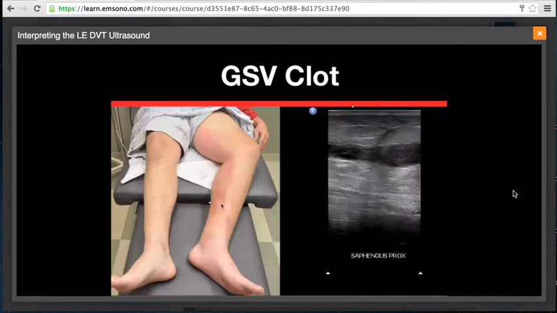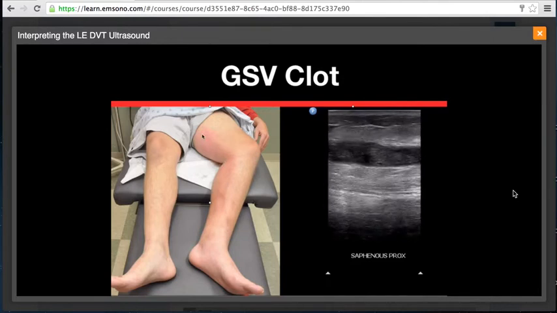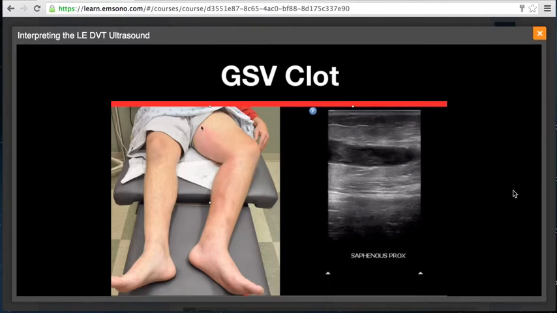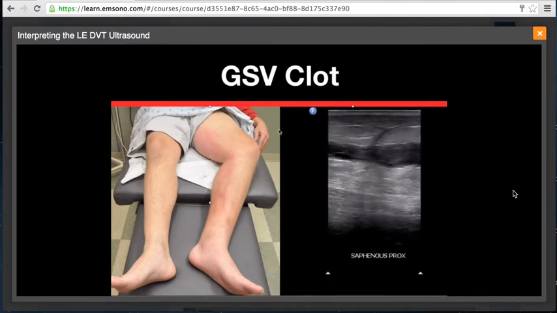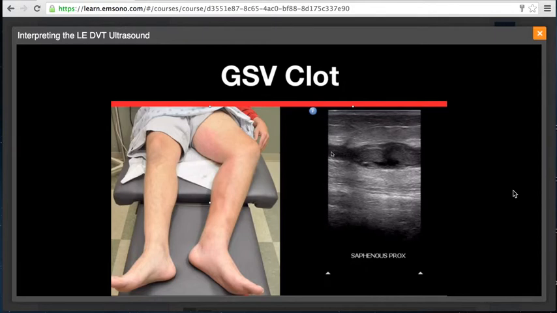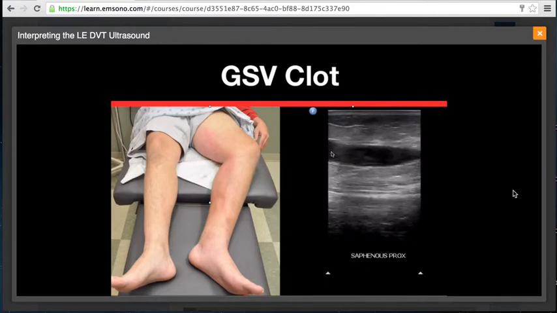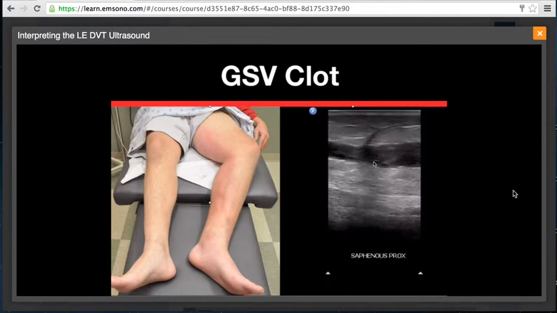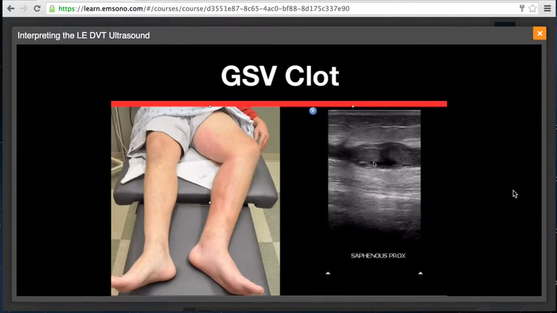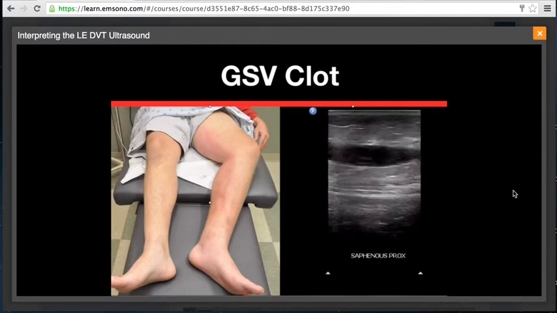Here's a patient who presented with unilateral left leg swelling. He's got erythema along the course of the greater saphenous vein that goes all the way up near the insertion point into the common femoral vein. And you can see on his sagittal view of his greater saphenous vein that it is completely filled with clot. This was right at the insertion point into the common femoral vein, and he was therefore treated as a DVT.